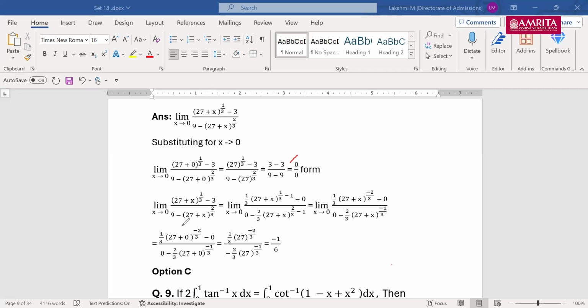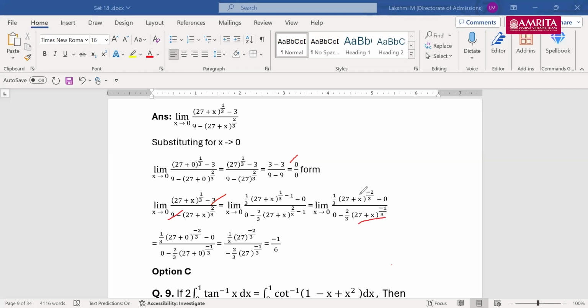So I'm just differentiating, finding f dash of x. It's 1 by 3 into (27 plus x) whole raised to 1 by 3 minus 1. Minus 3 is 0, it's gone. 9 at 0, it's not there. This is minus 2 by 3 into (27 plus x) whole raised to 2 by 3 minus 1. So this is what I have.